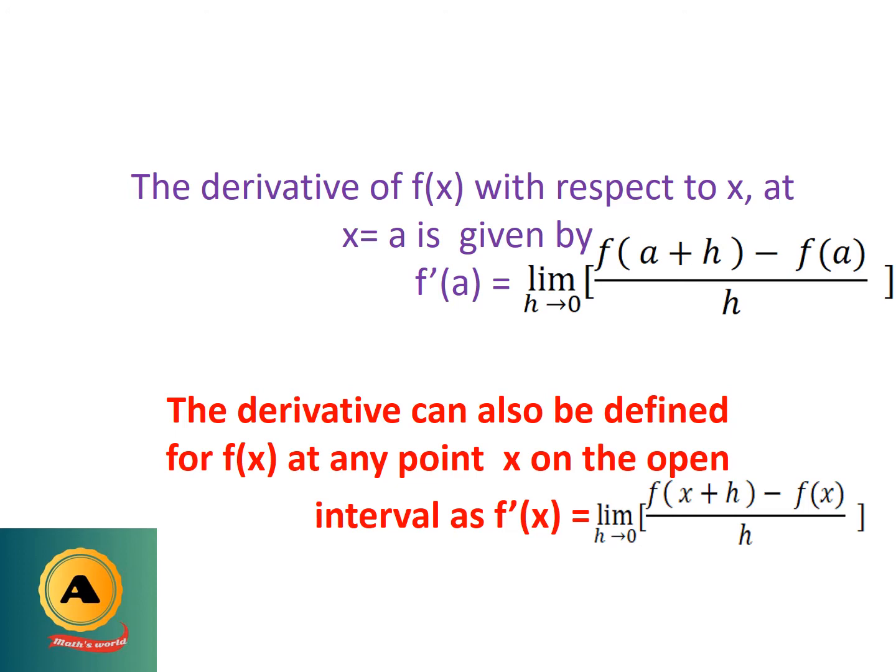If the limit h tends to 0 of f of x plus h minus f of x upon h exists, then the function is said to be differentiable, and this limit is known as the derivative of that function. The process of finding the derivative of a function f is known as differentiation.